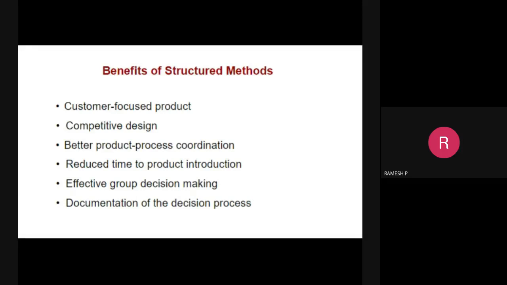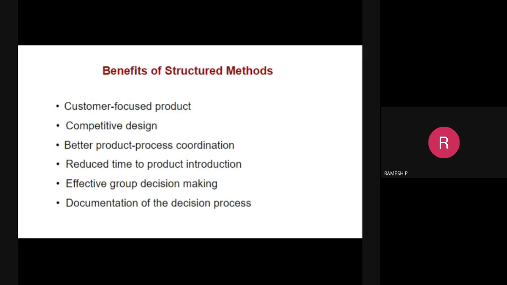Reduced time to product introduction. Obviously, we used to say it reduces the product development time, launching the product sooner in the market. So these kinds of structured methods help the product development team, design engineers, manufacturing engineers, and apart from that, industrial designers, marketers, project managers. So it results in decreasing the conflicts. It improves the communication between them. Okay. Because there won't be any ambiguity or confusion in the implementation of various concepts.